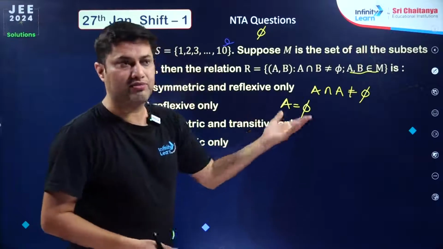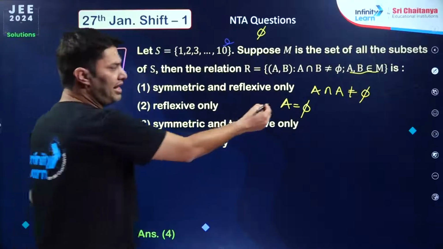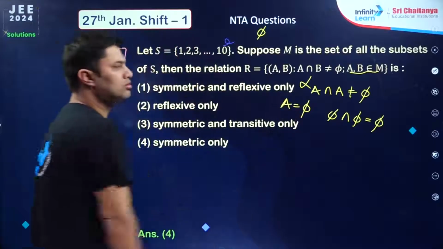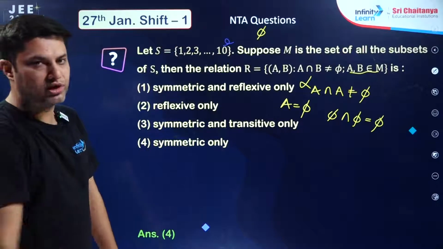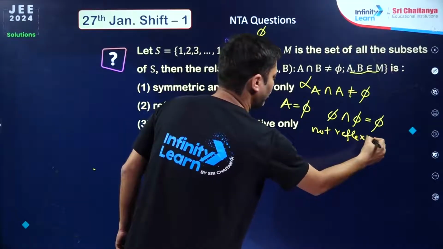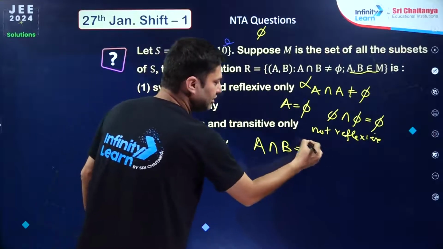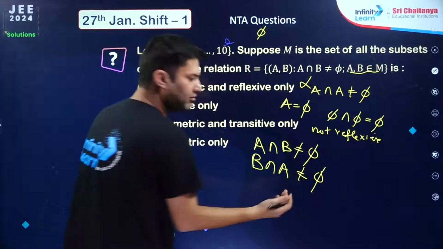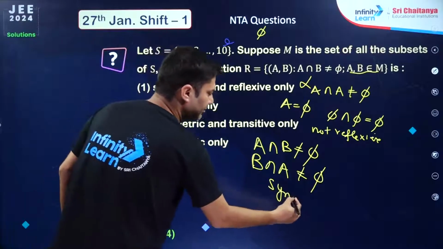So for reflexive, A intersection A is not equal to phi. So this is not true, because if A is phi, then phi intersection phi is obviously phi. So for reflexive, not reflexive. If I talk about symmetric, obviously if A intersection B is non-phi, non-empty, then definitely B intersection A will also be non-phi. It's one and the same thing. So definitely it's symmetric.